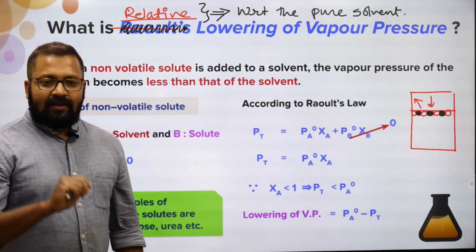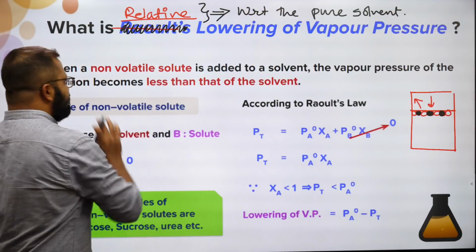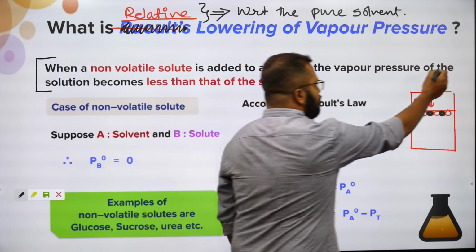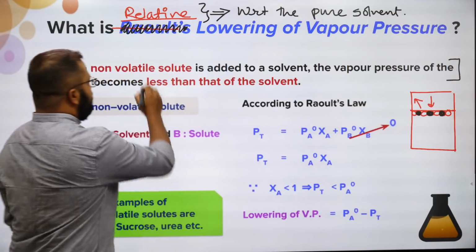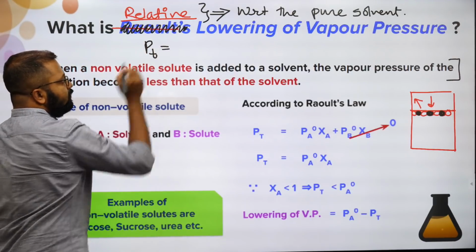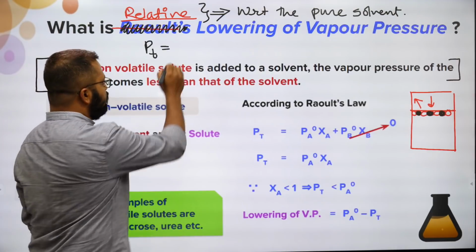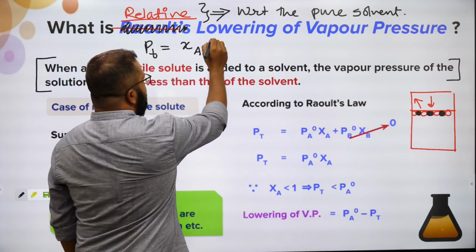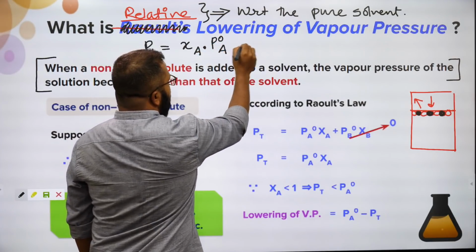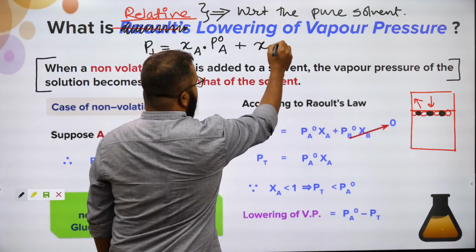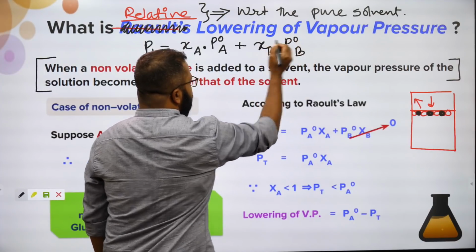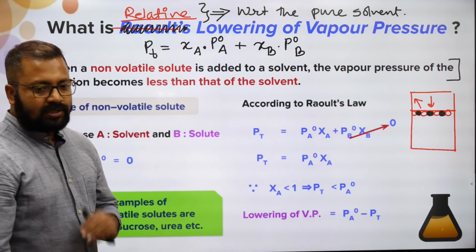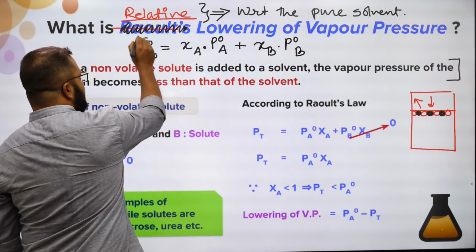Okay, so let's understand it in terms of the mathematical form. We had learned earlier that the total pressure, the vapor pressure of the solution, will be equal to mole fraction of solvent A times P naught A plus mole fraction of solvent B times P naught B. This was taught to you earlier. ये लास्ट क्लास में हमने पढ़ा है.